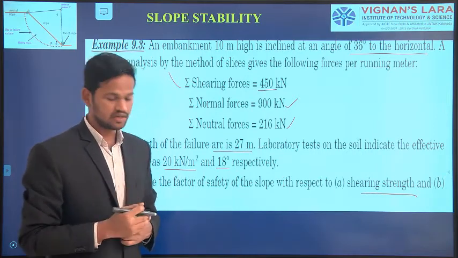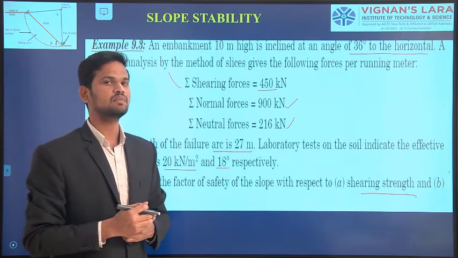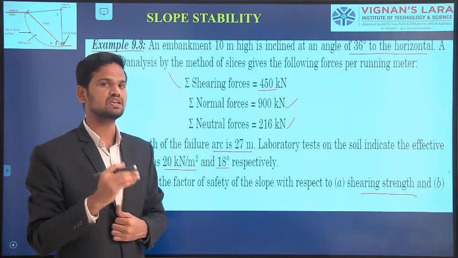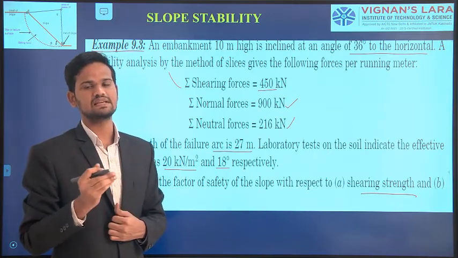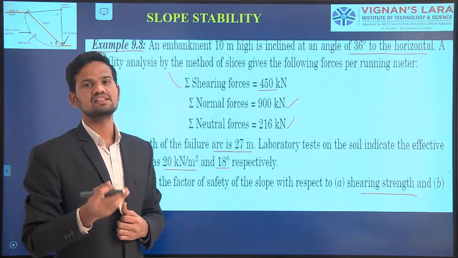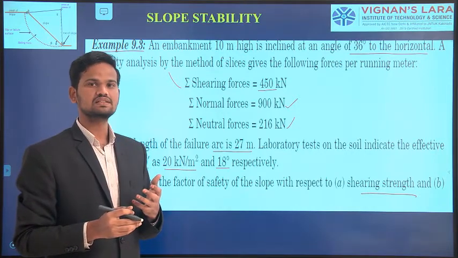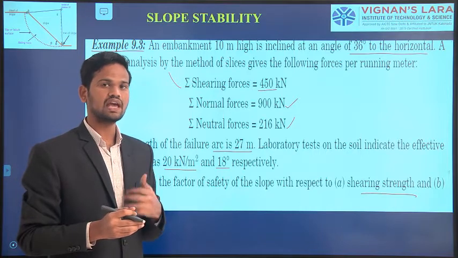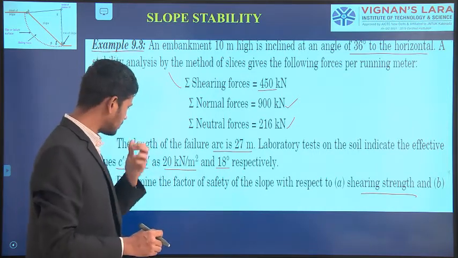If you observe here, for stability analysis of slope by the standard method of slices, we are using the factor of safety as the ratio of shear strength to shear stress. We are using the formula C plus sigma n into tan phi divided by summation of tau. That means cohesion plus effective stress into tan phi divided by shear stress. That is the formula we have written.